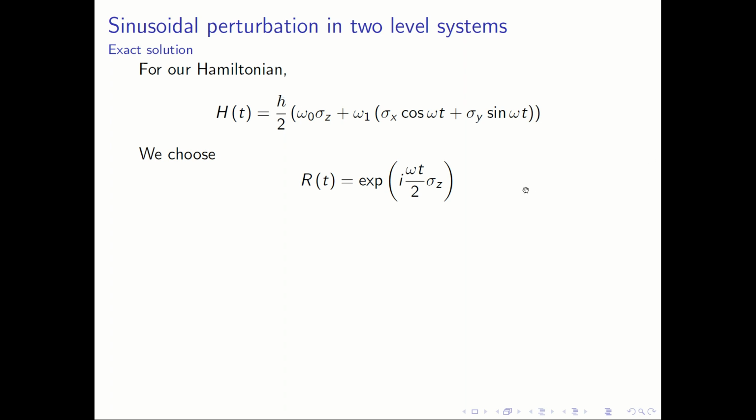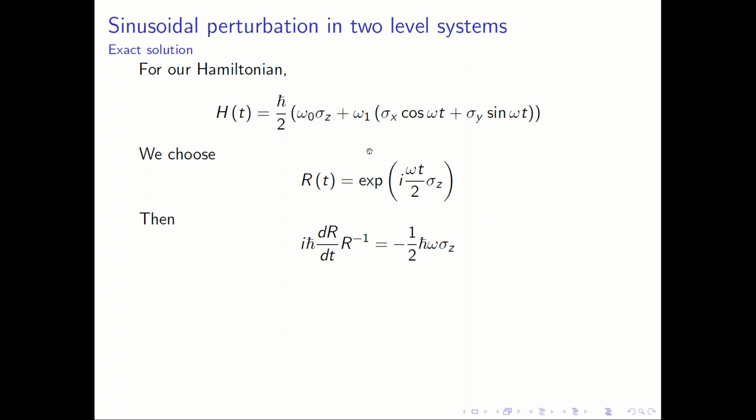Now let us see whether actually choosing this R(t) helps. Well, we need to calculate H_R, the R picture Hamiltonian for this particular R(t), and for this we need this quantity iħ dR/dt R inverse. It's very easy to see that if you were to differentiate dR/dt, you will get iω/2 σ_z down.